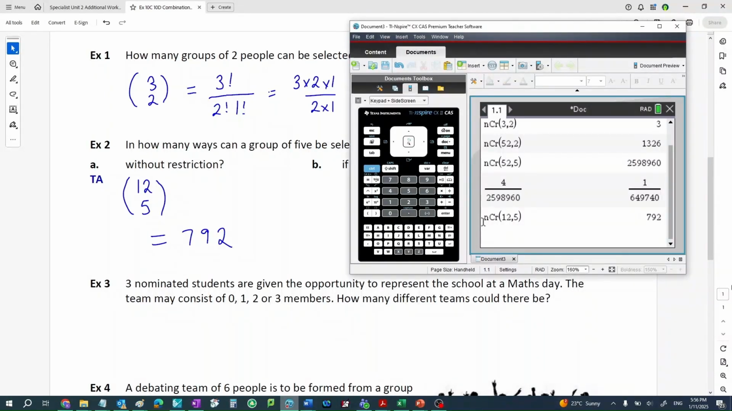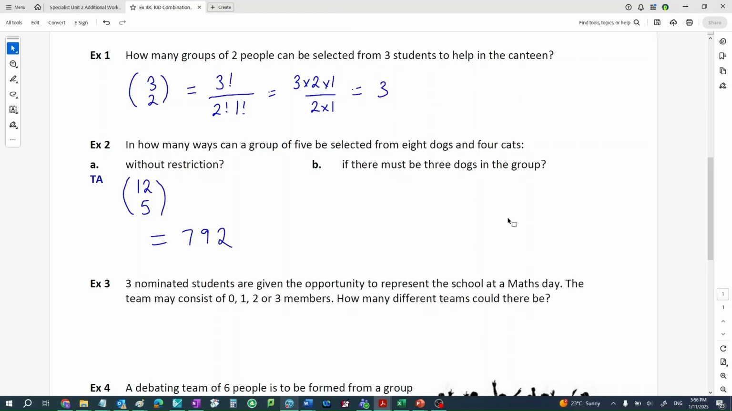Part B says if there must be 3 dogs in the group. So that's a restriction. So let's think about this and how many ways can we do this? There must be 3 dogs. So let's look at the dogs, of which there are 8 dogs. We must choose 3 of these dogs. Now let's look at the cats, of which there are 4 cats. Because we need 5 animals in total, and we chose 3 dogs, that means that we must choose 2 cats. And this is kind of the method we can use for these types of questions.